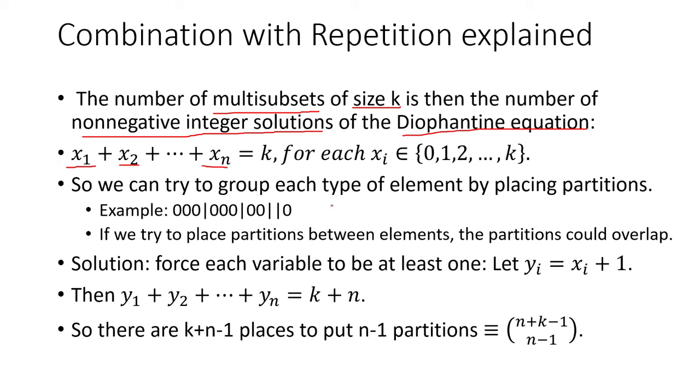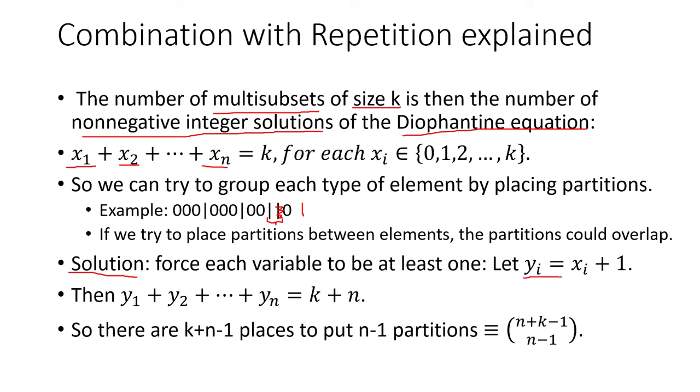So we can try to group each type of element by placing partitions down in between them. So here we have 9 circles, and we try to put bars down in between the circles to sort of partition them. But notice here how we have this double bar right here. That could lead to some ambiguity, because we could simply move it over here and it would look almost the same, but it would have a different form. So these overlaps can lead to some ambiguity, so we need to come up with a different scheme, and our solution to this is to force each variable to be at least 1.